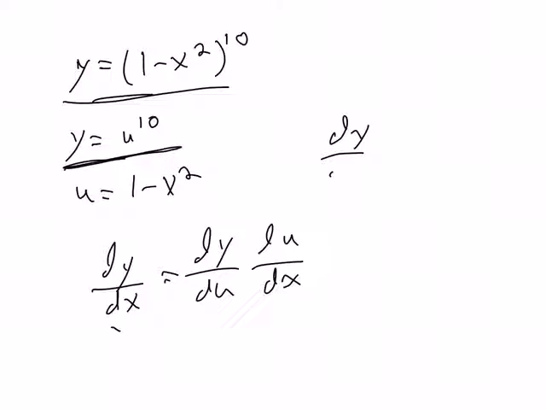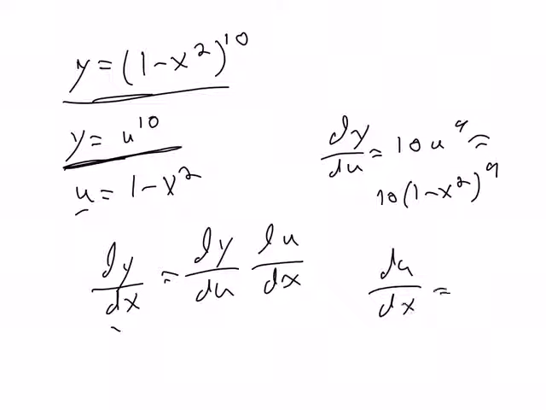Well, dy over du is equal to 10u to the 9, which is equal, by what we know u is, to 10 times (1 minus x squared) to the 9. And du over dx, well, it's going to be negative 2x, right? So then this is equal to 10 times (1 minus x squared) to the 9 times negative 2x.